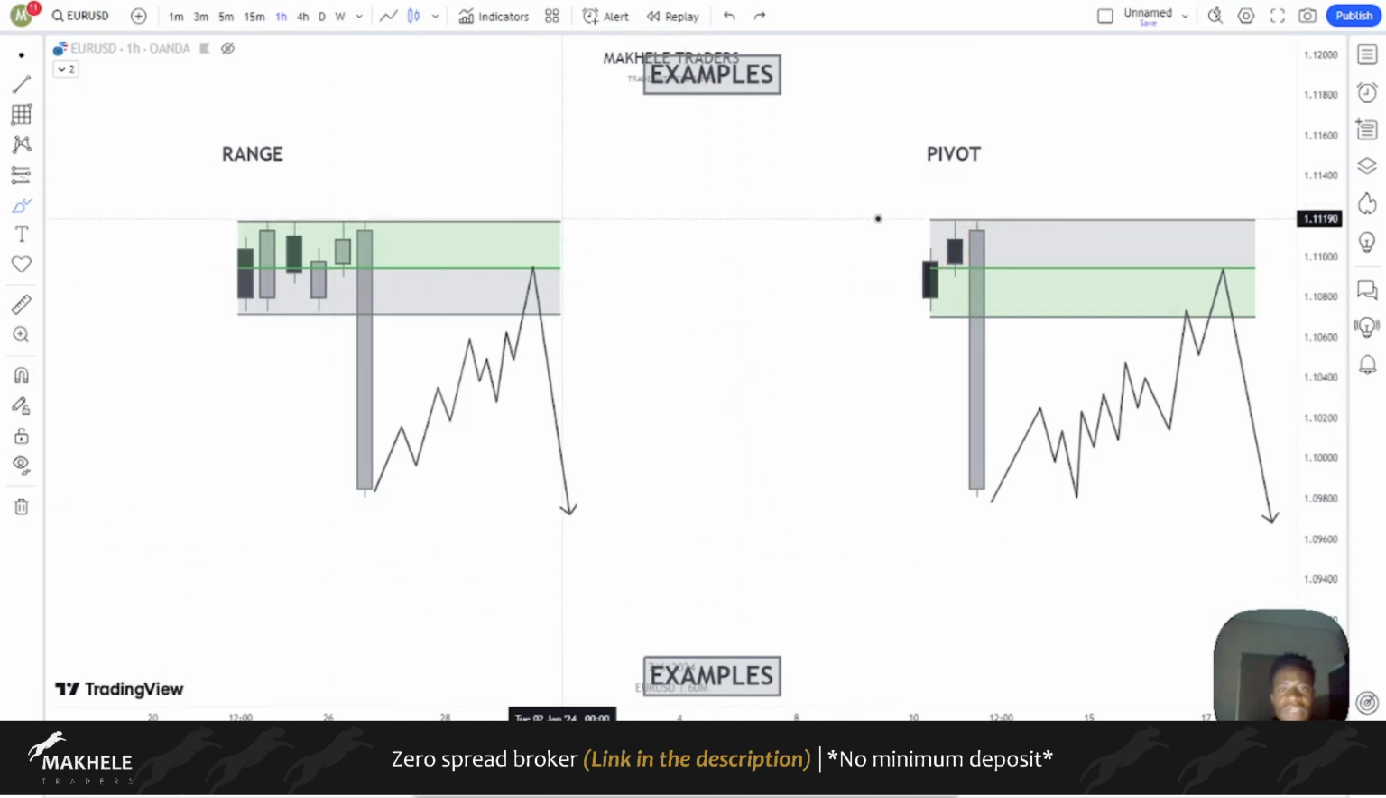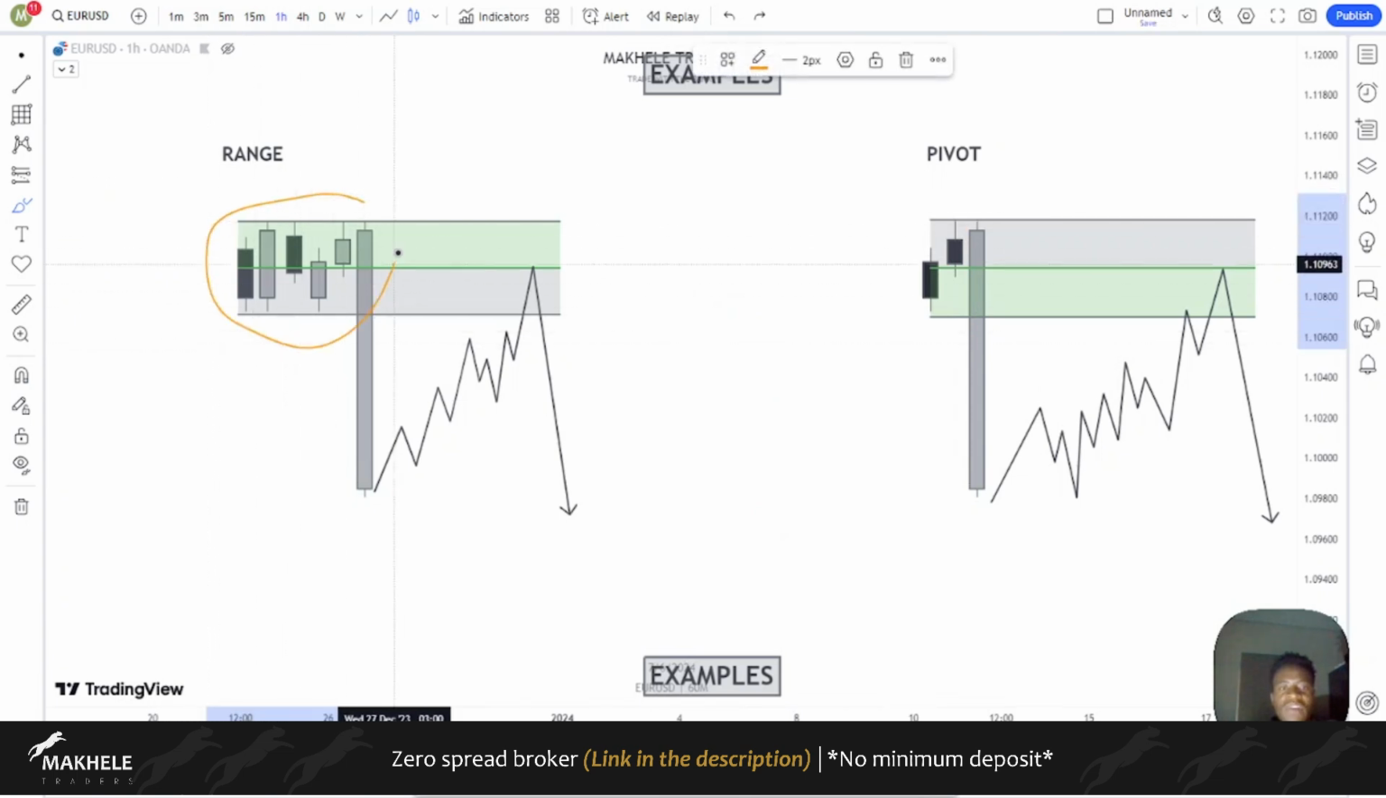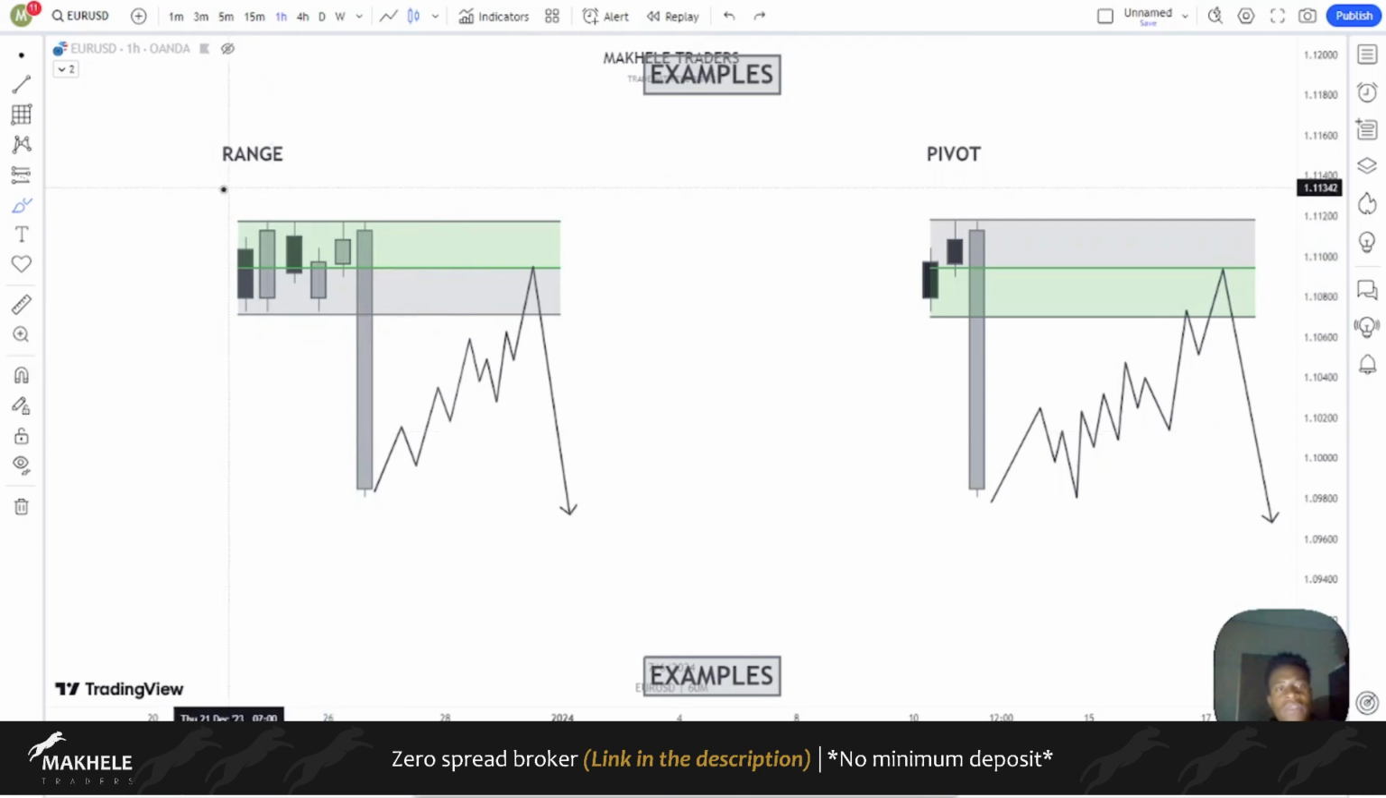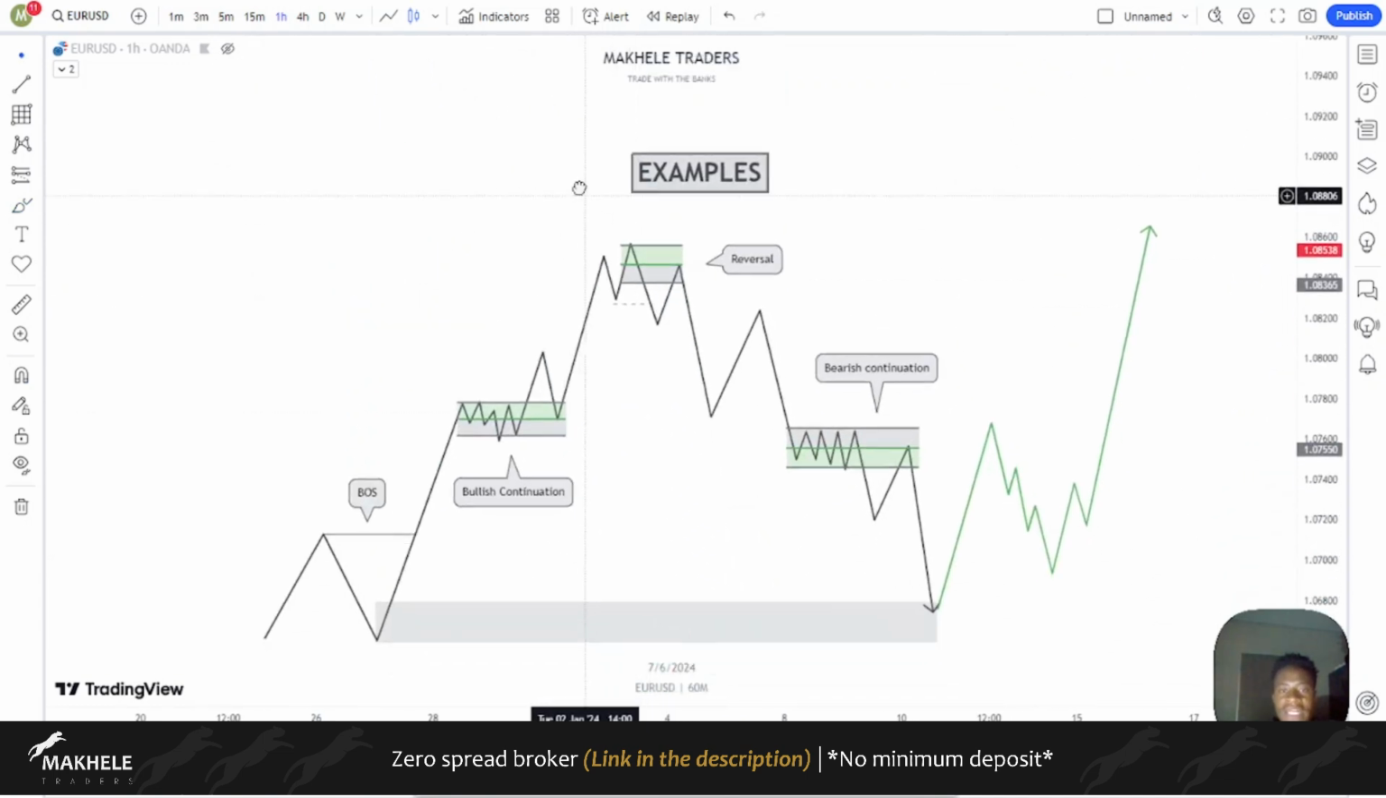That's the difference between a range and a pivot. A pivot is just less than 2 candlesticks, but a range, you can find out it has more than 5 candlesticks within the same high and low. That's why we call it a range or a consolidation. Yes. So how do we then apply these reversals and continuations using a real chart?